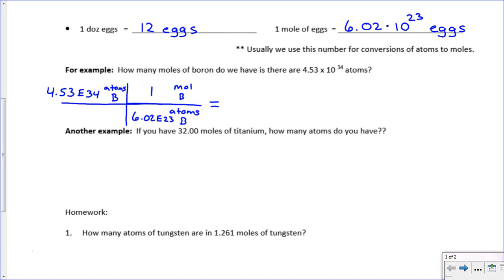So we look at the 4.53 and the 6.02. Both of those are 3 sig figs, so our answer should have 3 sig figs. If you put this into your calculator, you should get 7.52 times 10 to the 10th, and then the units on that are moles of boron.